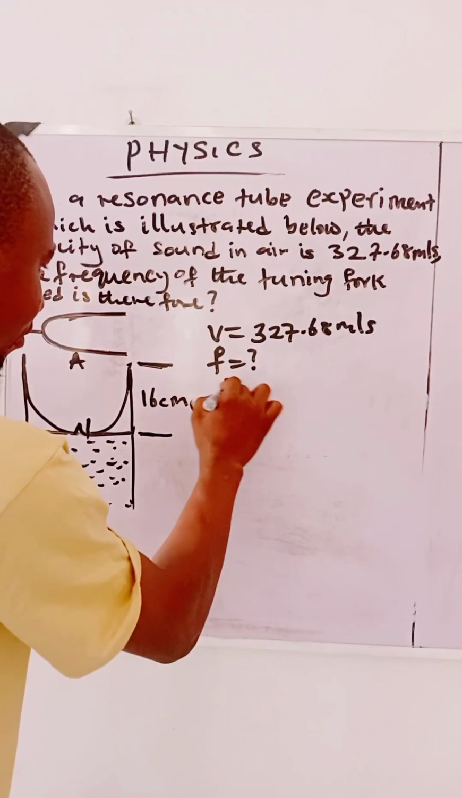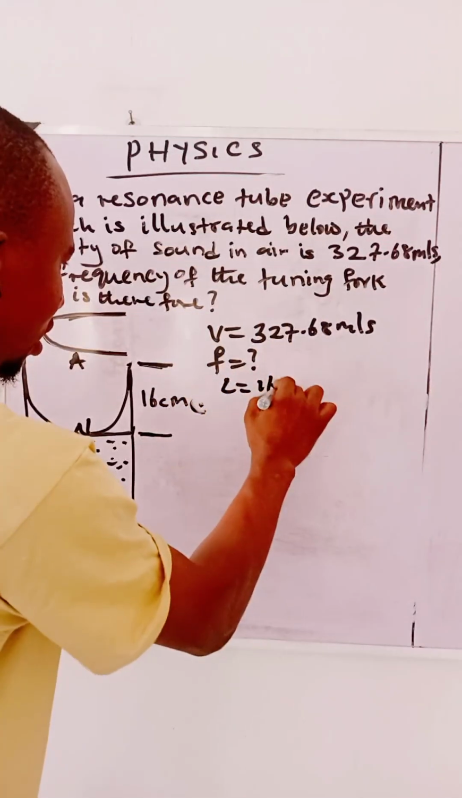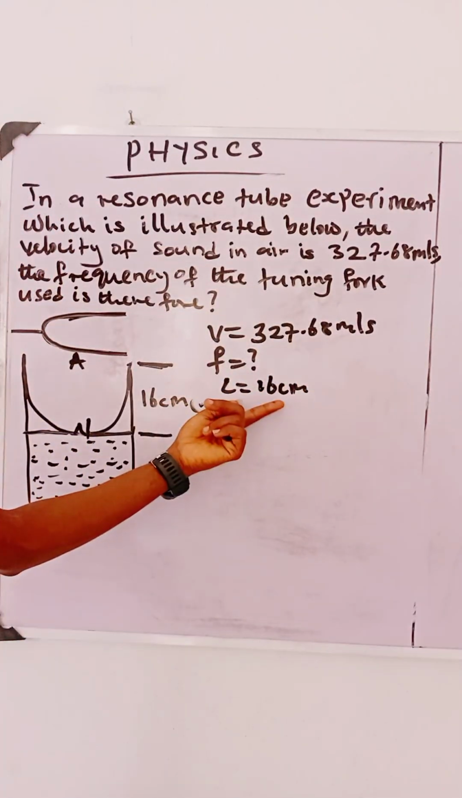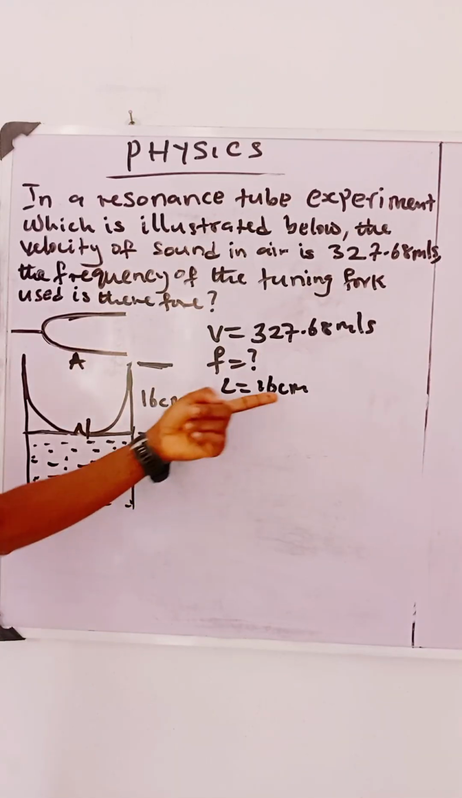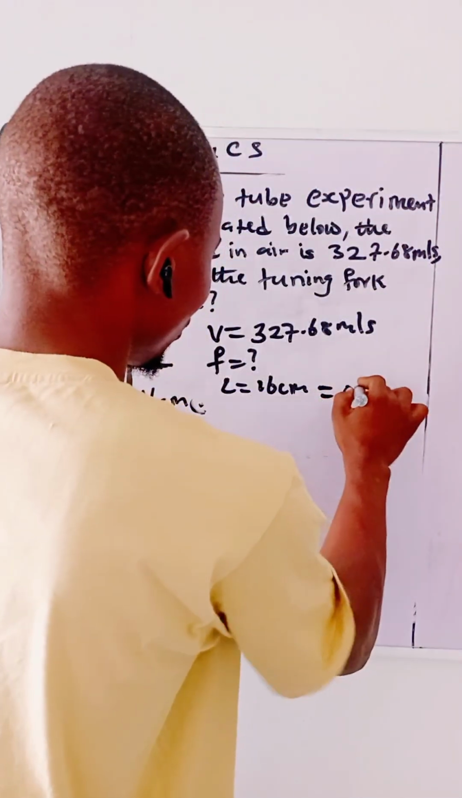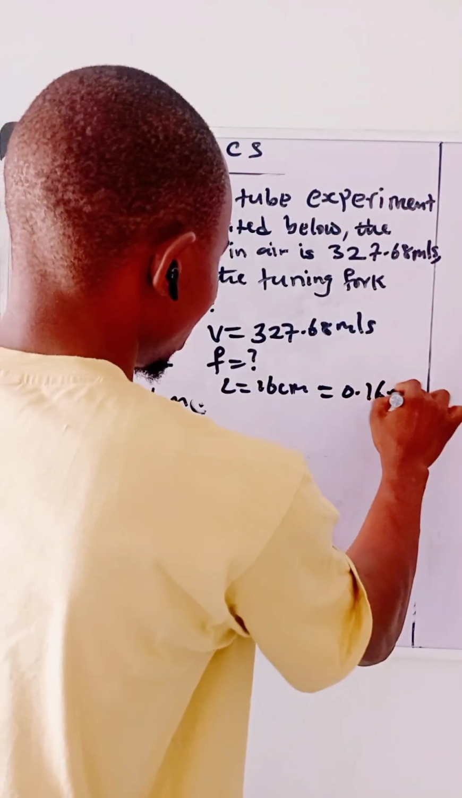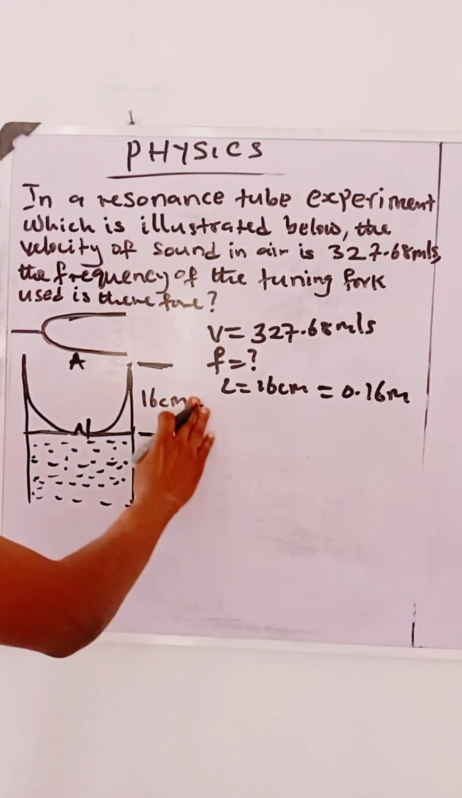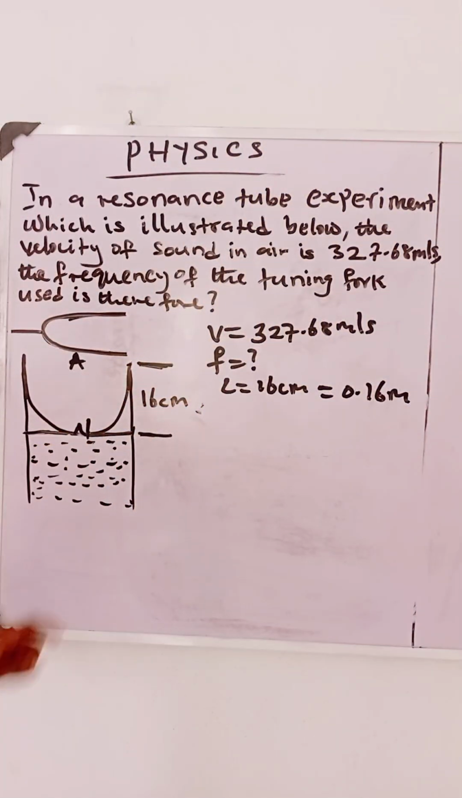Let me say L is equal to 16 centimeters, which we are going to change to meters by dividing by 100. This will give you 0.16 meter. This is our L. So this distance here is L.